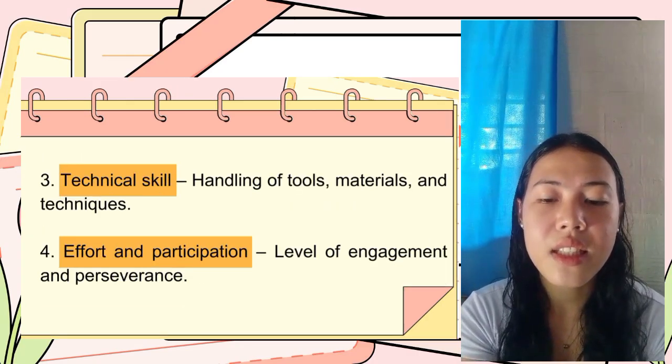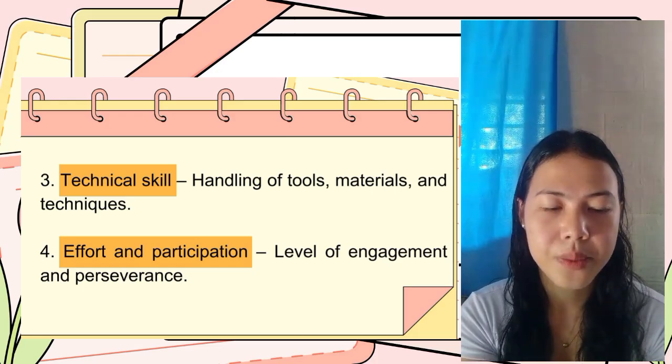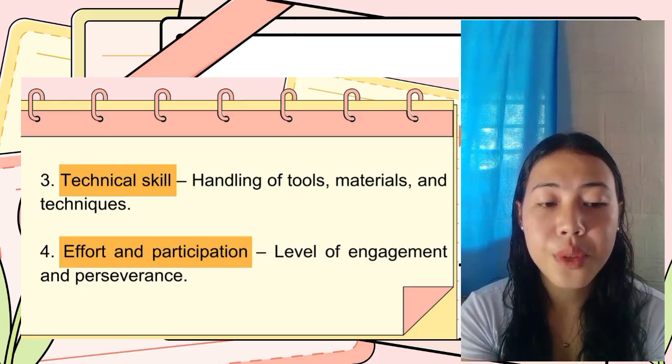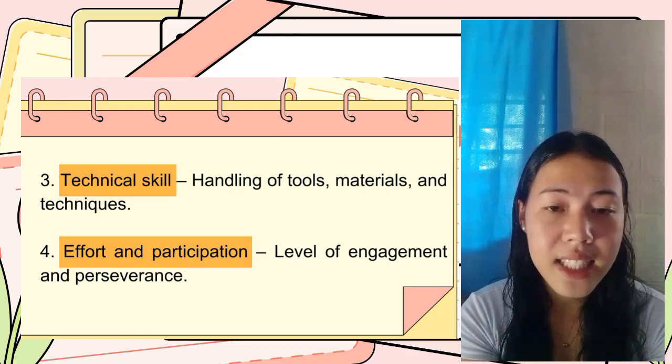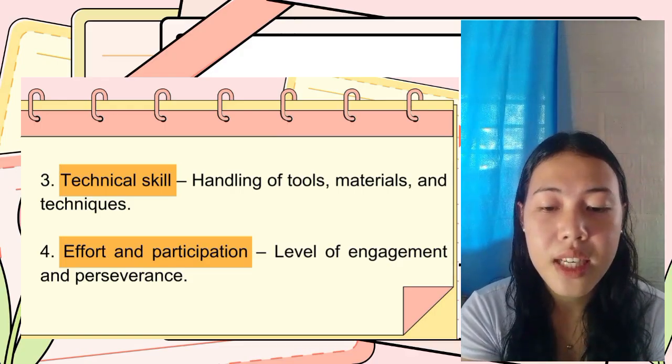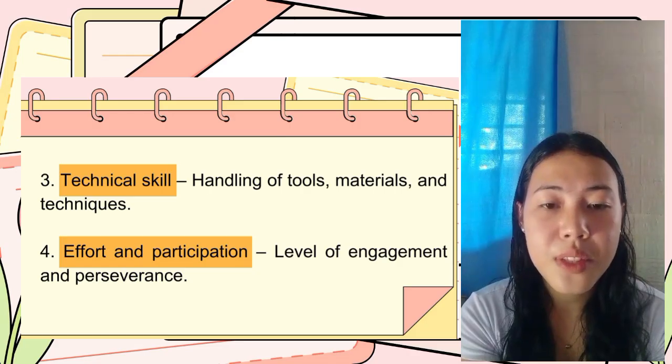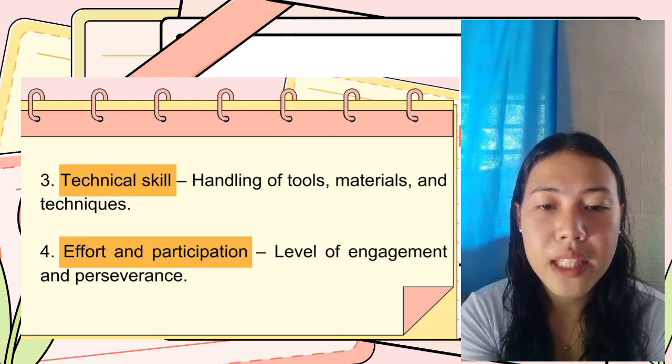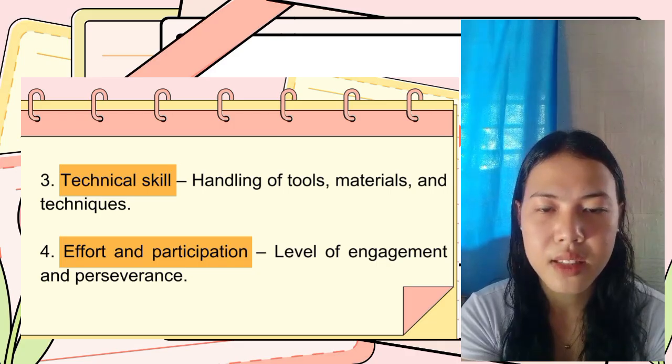So, the third is technical skills. Handling of tools, materials, and techniques. So, this refers to how well the student uses tools, materials, and techniques. It could mean how smoothly they paint, how they blend colors, or how they construct a sculpture. It shows the student's craftsmanship and attention to details.